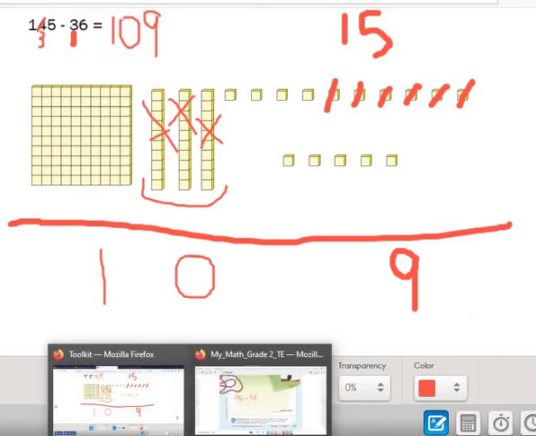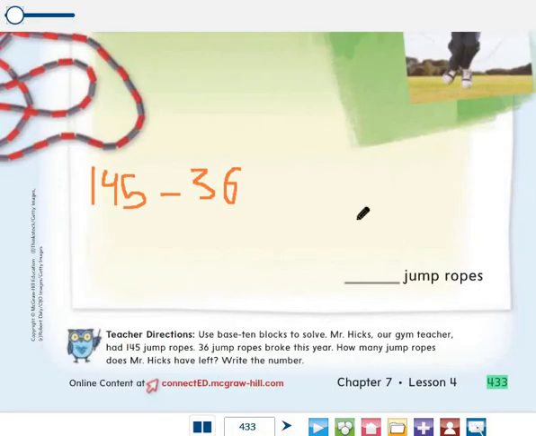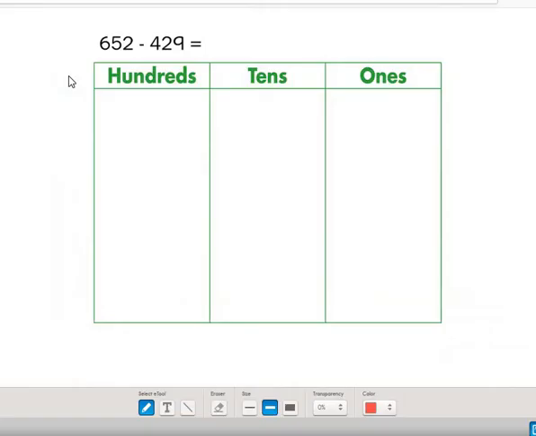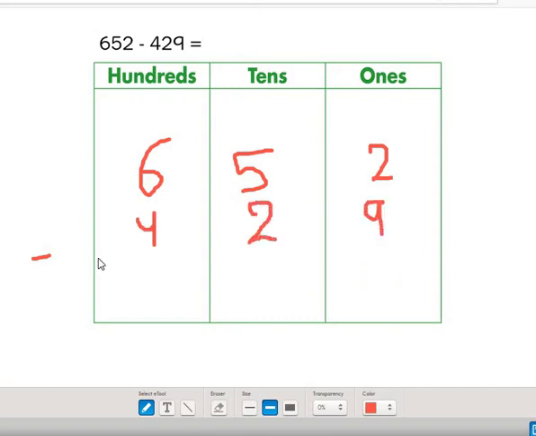So please, grade 2, be sure to write the answer here and to draw the blocks in this space. Now let's solve another example using the work mat. If we have 652 minus 429, let's draw the first number here. We have 600, 5 tens, and 2 ones. This is the first number. Minus 429 equals what?